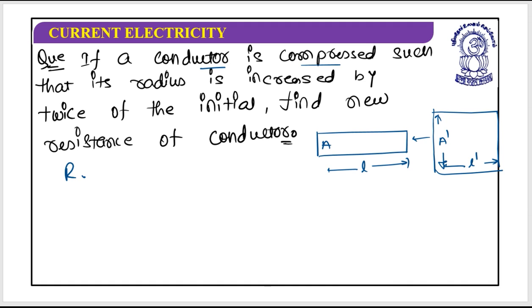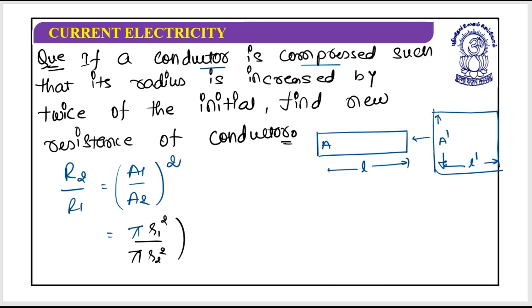So what I can write is R2 by R1 equals A1 by A2 whole square. And A is pi into R square, so this is pi into R1 square divided by pi into R2 square, whole square. The pi has gone and only the terms remain. R2 divided by R1 equals R1 to the power 4 divided by R2 to the power 4.